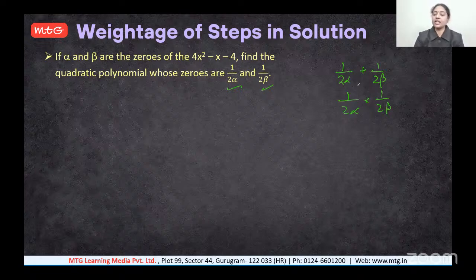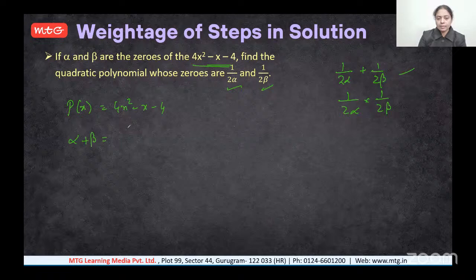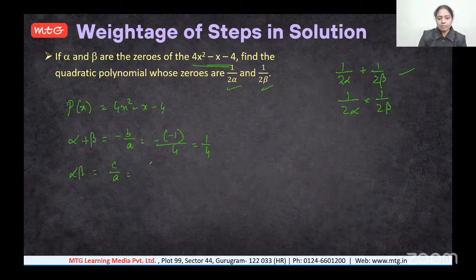But how can I find this? First of all, I should know what 1 by 2 alpha plus 1 by 2 beta is, and what 1 by 2 alpha into 1 by 2 beta is. For this, I will find the alpha plus beta values. My polynomial given here is 4x square minus x minus 4. From this, what is alpha plus beta? Alpha plus beta is minus b by a, where b is minus 1, so minus of minus 1 by 4, which is 1 by 4. What is alpha beta? Alpha beta is c by a, which is minus 4 by 4, which is minus 1.